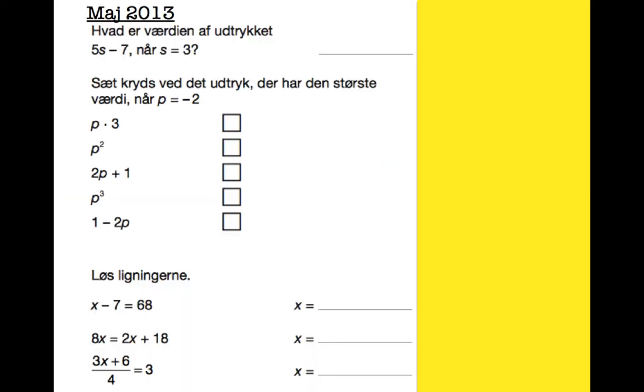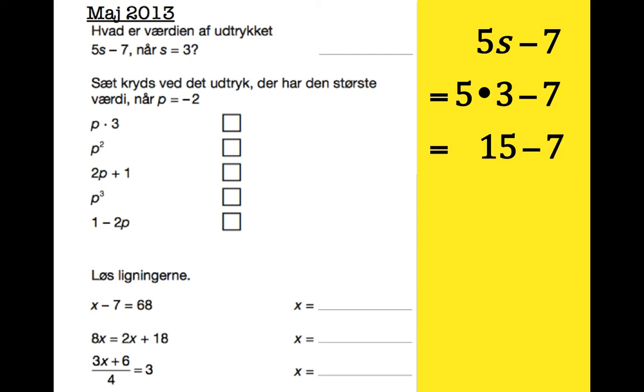Now the next question, or the next block, is from May 2013. What is the value of the expression 5s minus 7 when s is 3? So it's just a question of putting a 3 in instead of an s. So 5s minus 7 becomes 5 times 3 minus 7. And then it's just knowing to do the multiplication first. So 5 times 3 is 15. So you get 15 minus 7, which is 8.